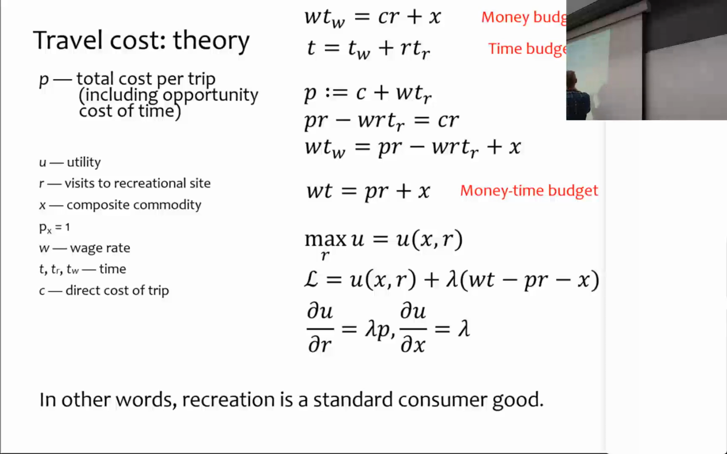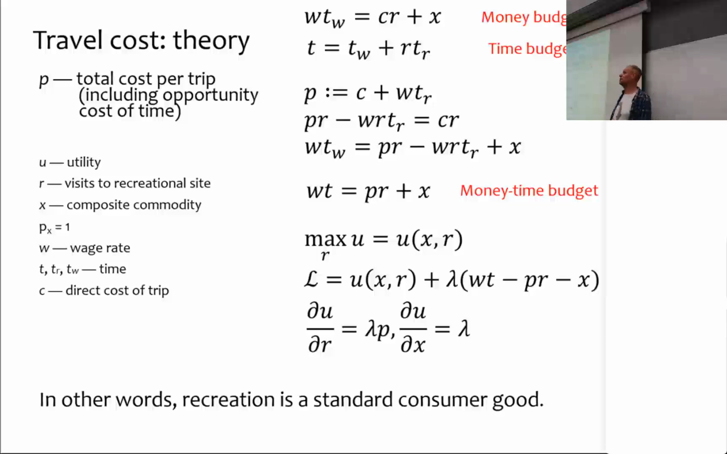Now what we also have is that TW plus RTR is equal to T. So we can bring this to the other side of the equation, substitute the second line here to have this budget constraint: the wait time times the number of hours in the year is the true cost of visiting times the number of visits, and then our composite other consumption. And this is a money-time budget.